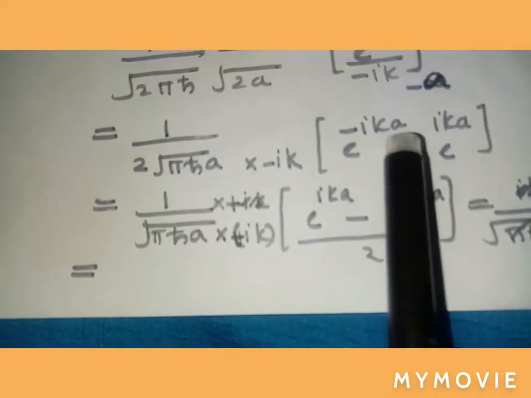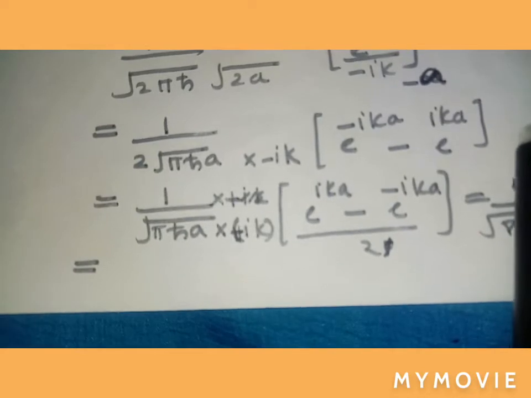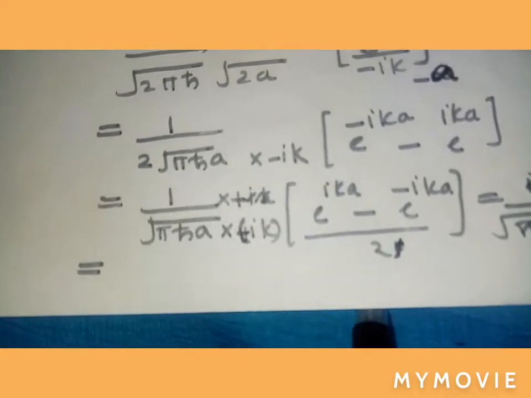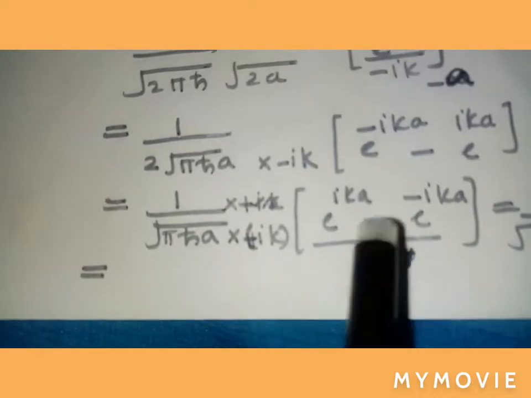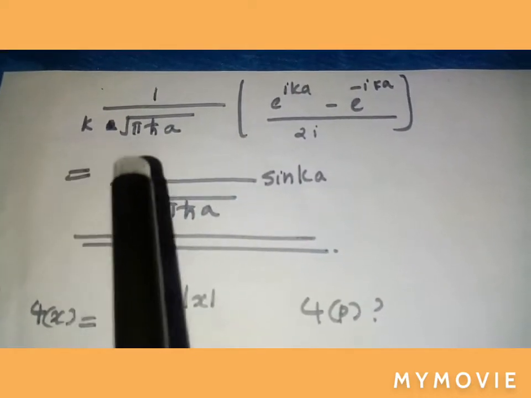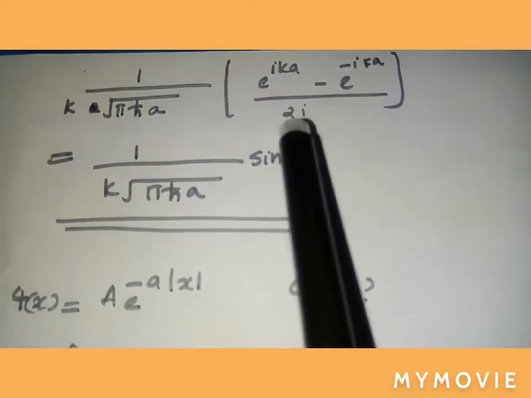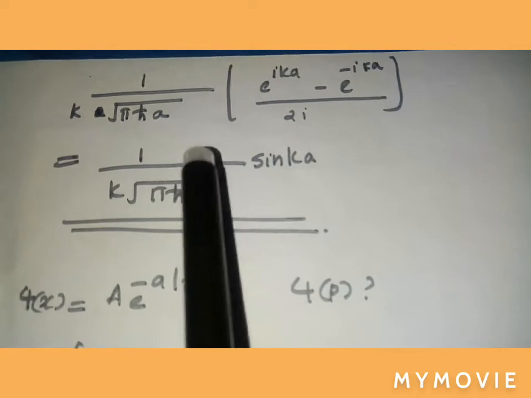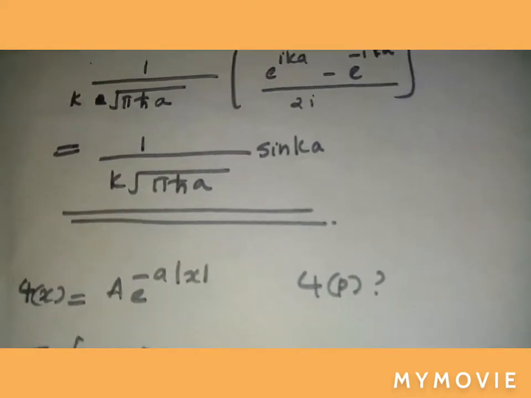So we can change this into the form of e raised to ix minus e raised to minus ix divided by 2i form. So we get it as a sin ka form. So the answer is 1 by k under root πħa times (e raised to ika minus e raised to minus ika) divided by 2i, that is sin ka. So 1 by k under root πħa sin ka.